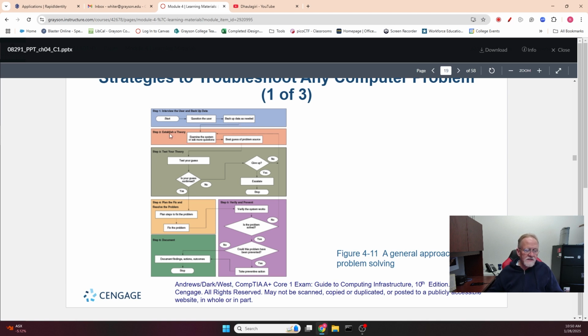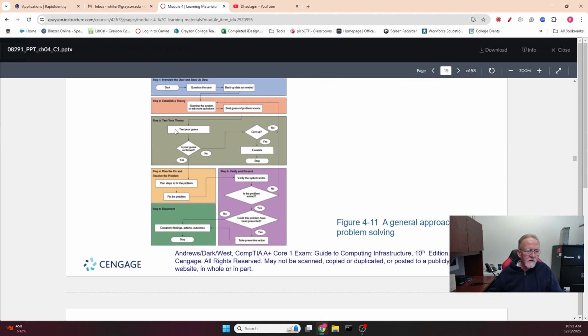Number 2, you're going to establish a theory. So number 1, interview the user. You're going to talk to the user and then back up data. Number 2, establish a theory. You're examining the system. You're asking questions still from the user. You're still interviewing. And then you make a best guess. What could the problem be? Then test your theory. Do whatever you can do to test your theory.